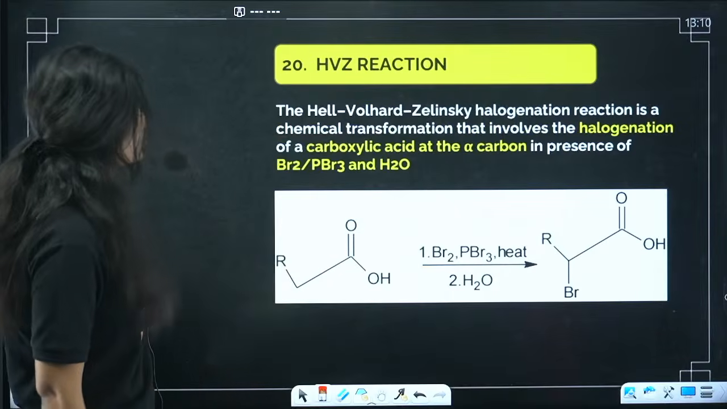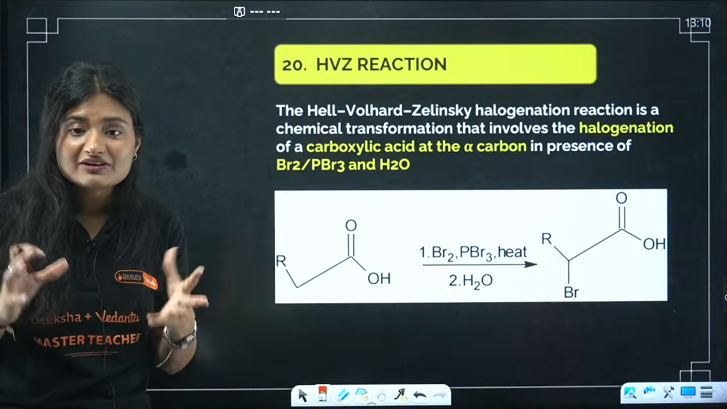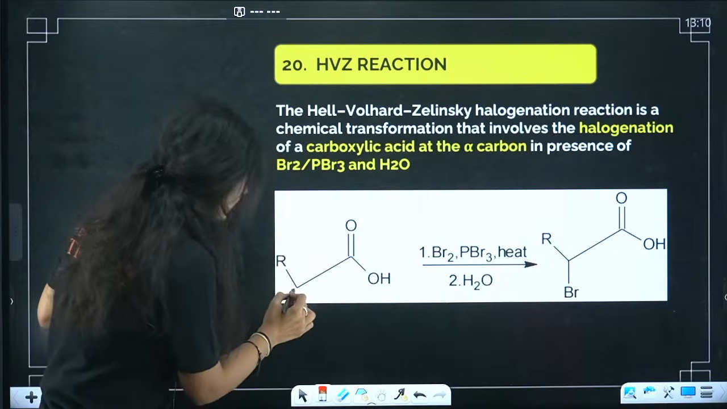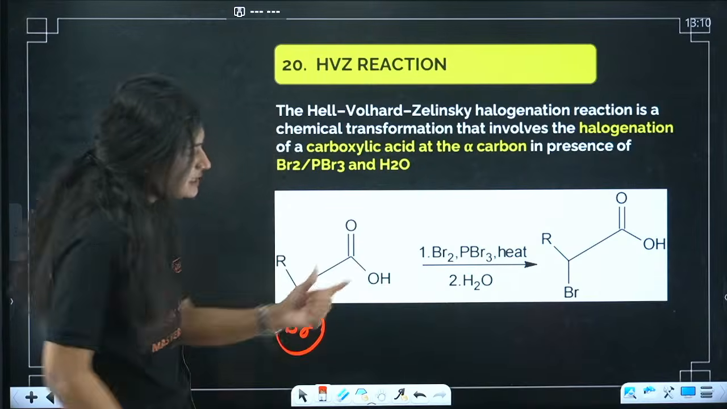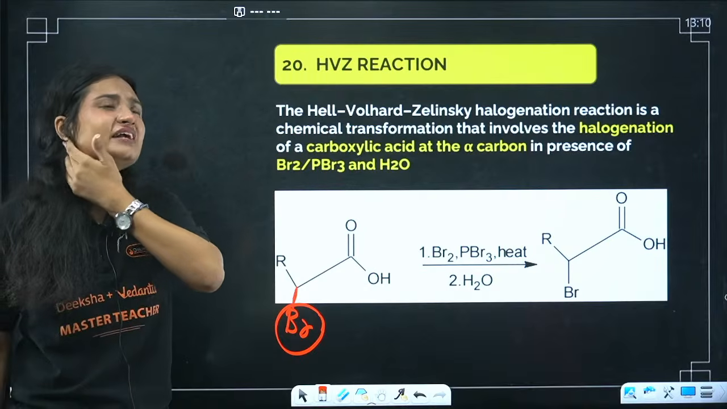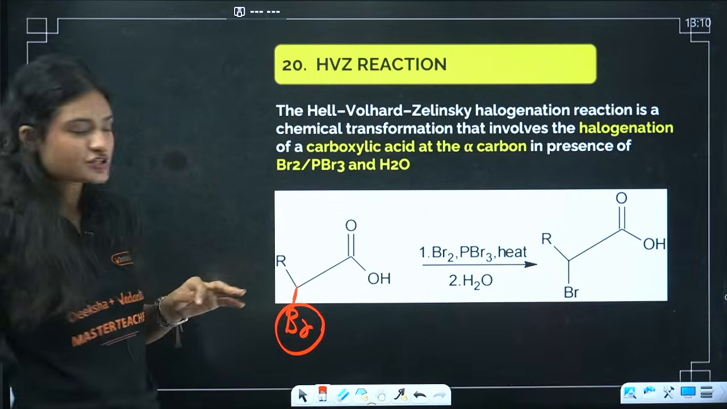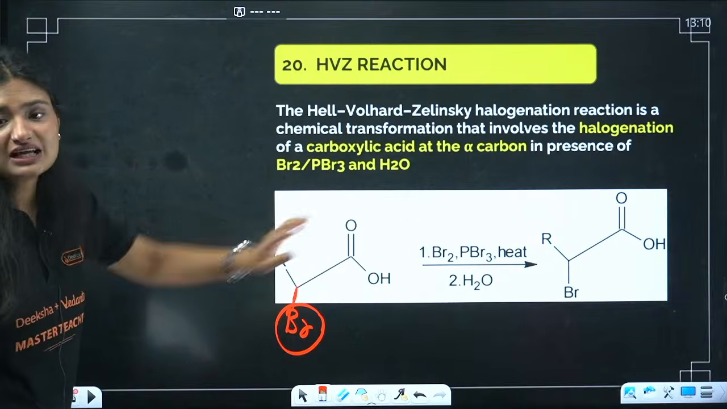Okay, next one is HVZ, given by carboxylic acids that have alpha hydrogens. In this case, the alpha hydrogen will get substituted with bromine. The reagent is Br2 with PBr3; we normally use Br2 with red phosphorus. That is your HVZ reaction. The compound formed is an alpha halo acid.